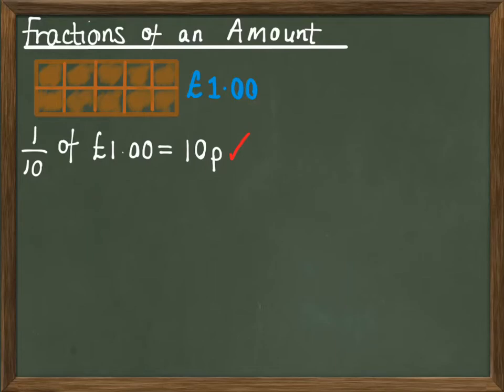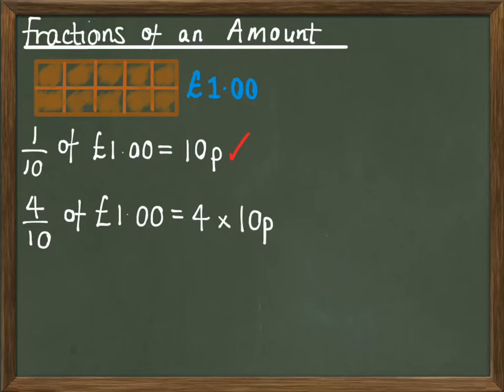So next question now, if I was asked to find, say, 4/10 of a pound, so if someone asked me for 4 pieces of that chocolate bar, all I can do now, I know what 1/10 is going to cost, so 4 lots of the same size piece is going to cost me the 10 pence, which it costs for one, and I'm going to multiply it by 4 because I want 4/10 of it now. So 4 times 10 pence is going to give me 40 pence.